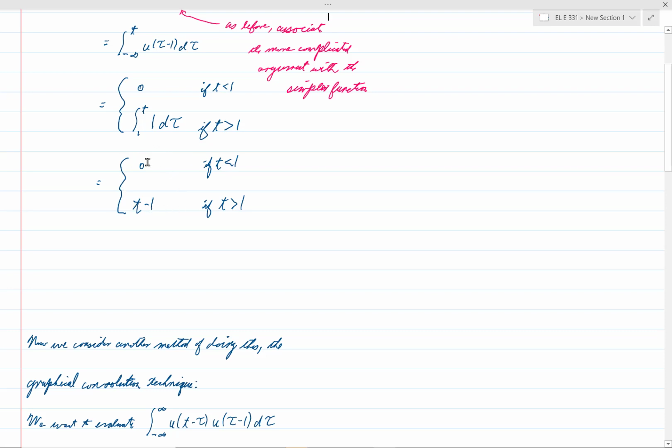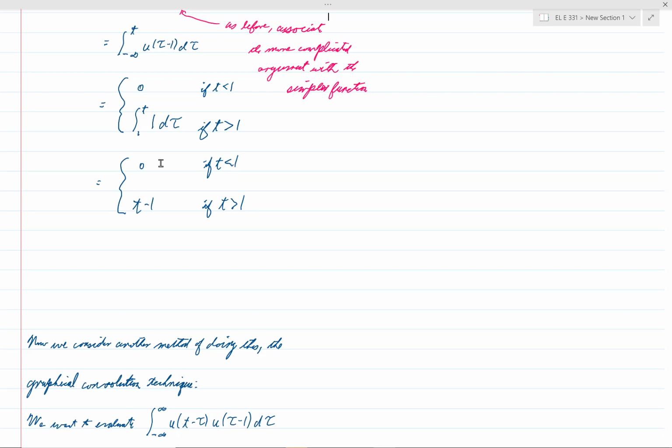The convolution is equal to 0 if t is less than 1, and it's equal to t minus 1 if t is greater than 1. And notice, as we expect in this case, at where these two regions join, which is at t equals 1, these two expressions are equal to each other. We would get 0 is equal to 0 at t equals 1. So we have continuity. So that's how we would do the convolution using what we've learned before.